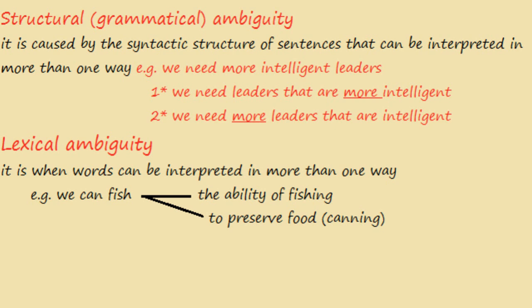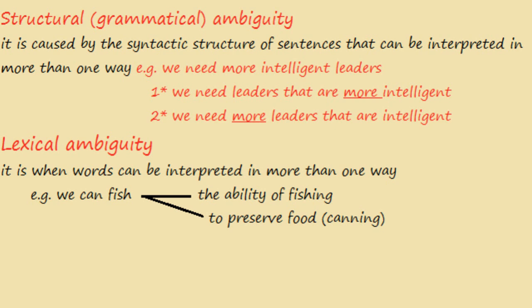Examples as usual. We need more intelligent leaders. It either means we need leaders that are more intelligent, or we need more leaders that are intelligent. The first one might mean we already have intelligent leaders, but we want them to be more intelligent, right? The second one might mean that we do not have intelligent leaders. This is why we need more leaders that are intelligent. This is what we mean.